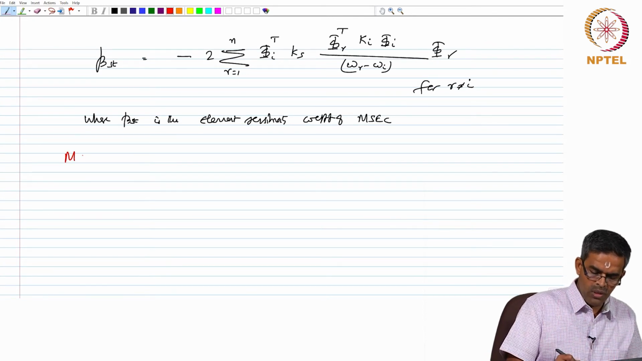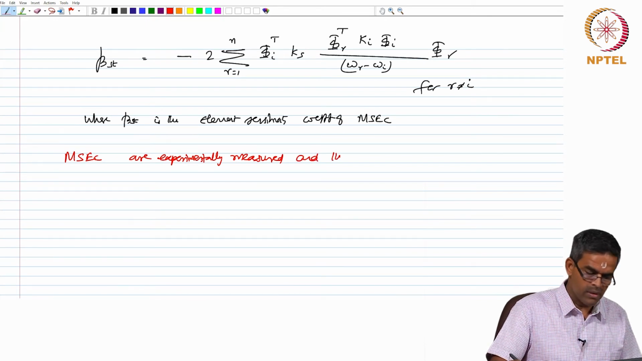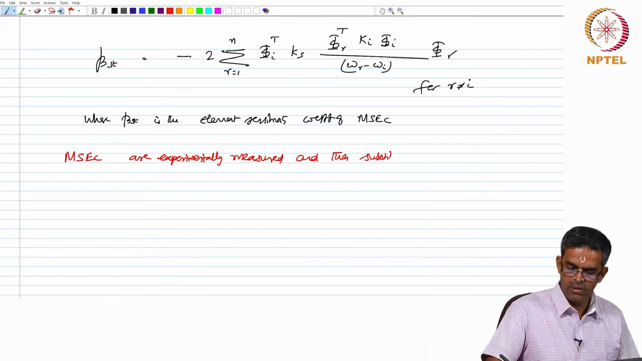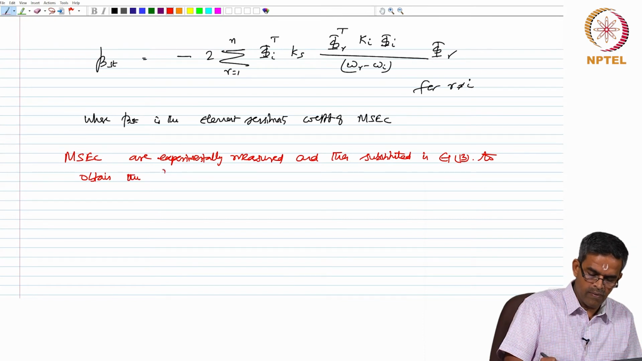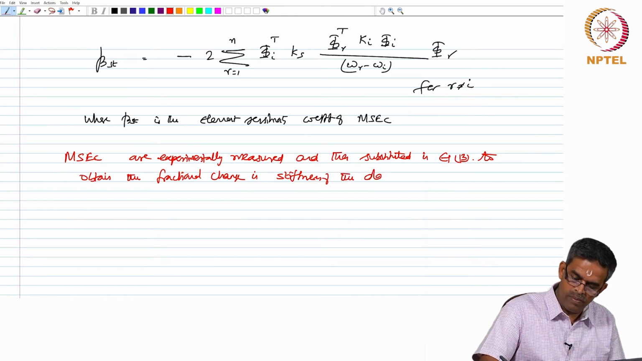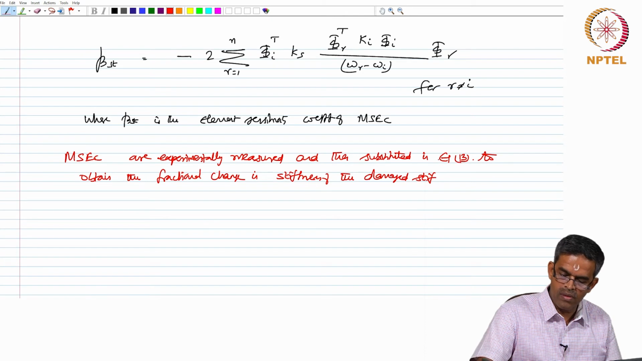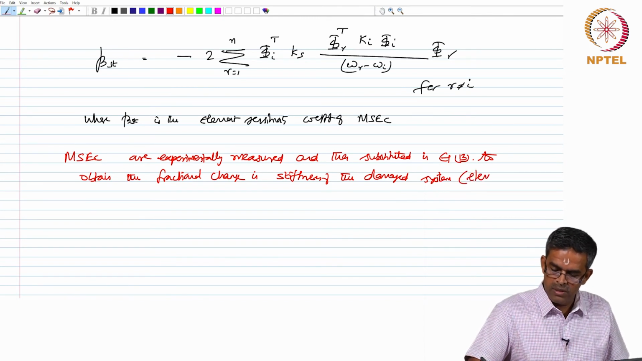Now, modal strain energy corrections are experimentally measured and then substituted in equation 13 to obtain the fractional change in stiffness of the damaged system. Or let us say the damaged elements.